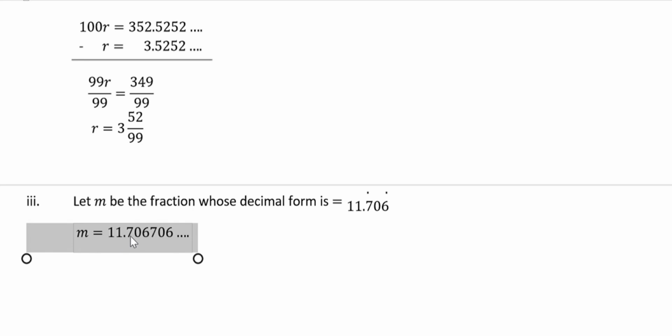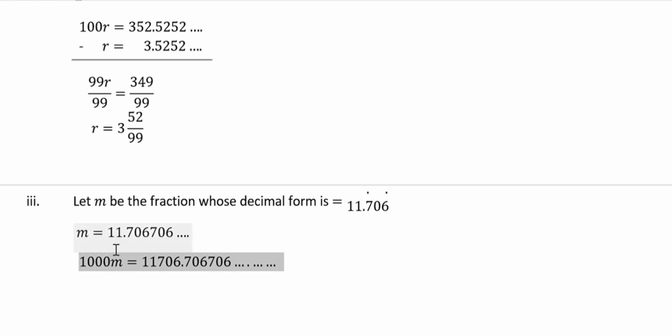If we multiply by 10, we shall have only 7 come before the decimal point. 0 and 6 will not be there. But remember, 0 and 6 are also part of what is recurring. If we multiply by 100, 7 and 0 will be before the decimal point, but 6 will not be appearing there, yet it's part of what is recurring. So we have to multiply by 1000. So we shall say 1000 M is equal to, if you multiply by 1000 here, the decimal will move from here up to here. That will be 11,706.706706, like that.